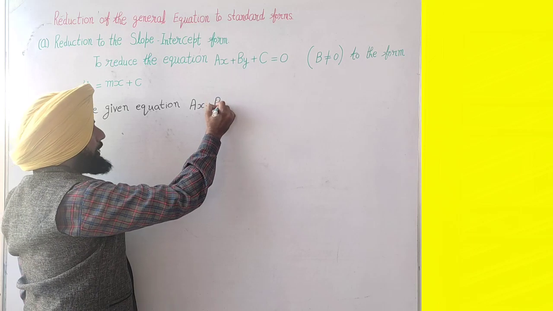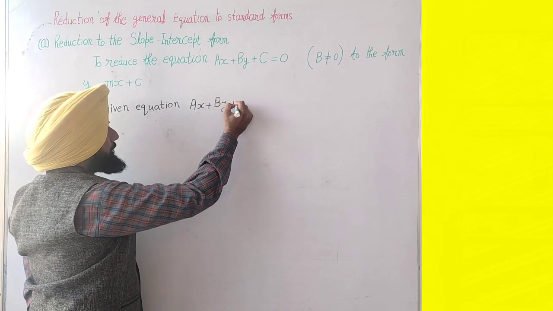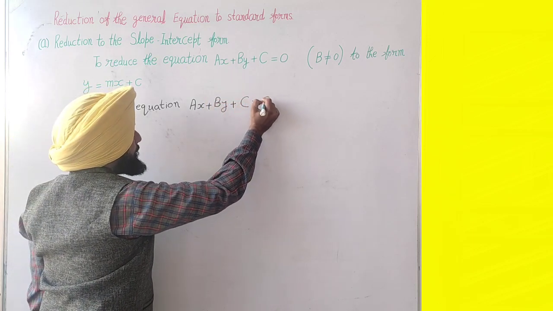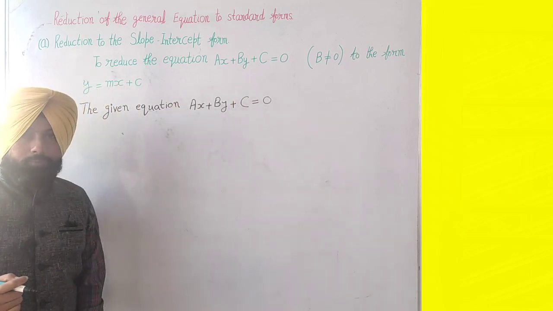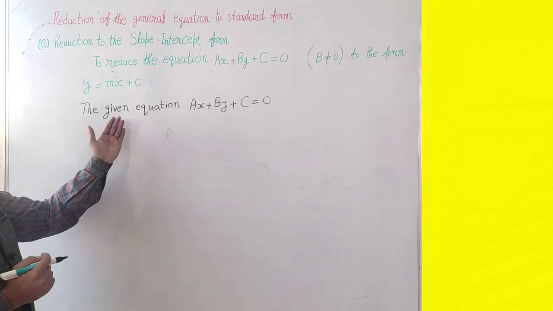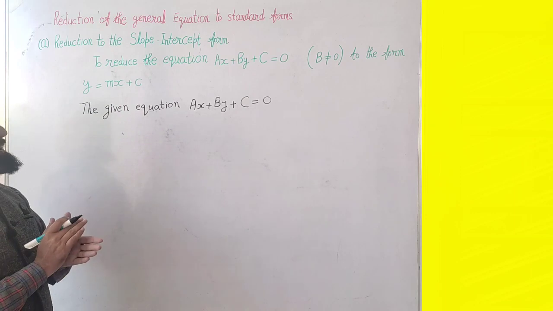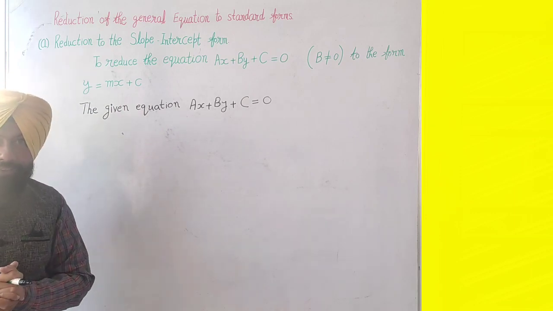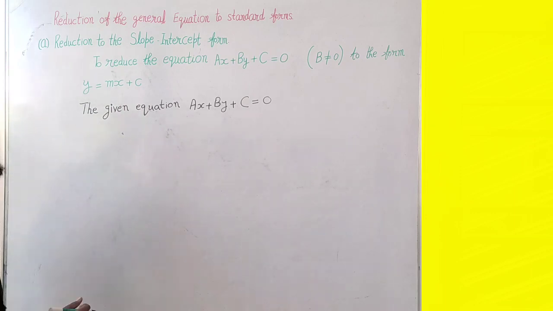ax plus by plus c equal to 0. This is our general equation of a straight line.